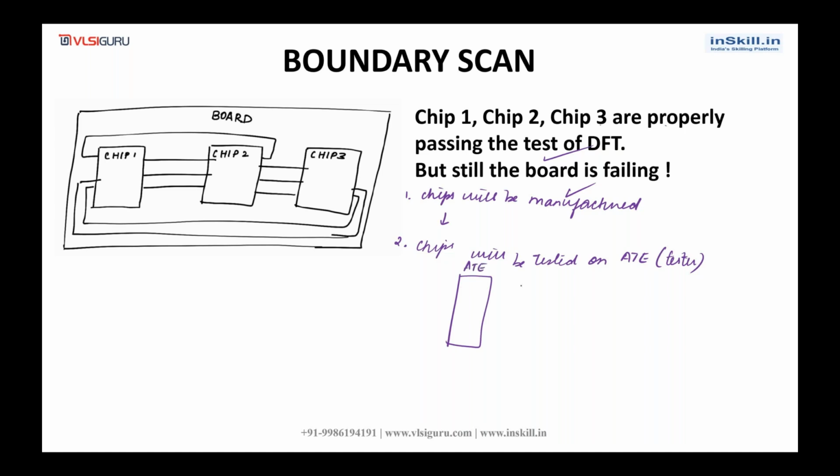Here the chips will be tested like this: chip 1, chip 2, chip 3. The input of the chip will be connected to the ATE, and the output of the chip will go back to the ATE. This is how the chips are tested on the ATE. An input sequence is applied onto the chip, and then the output of the chip is compared with the expected output.